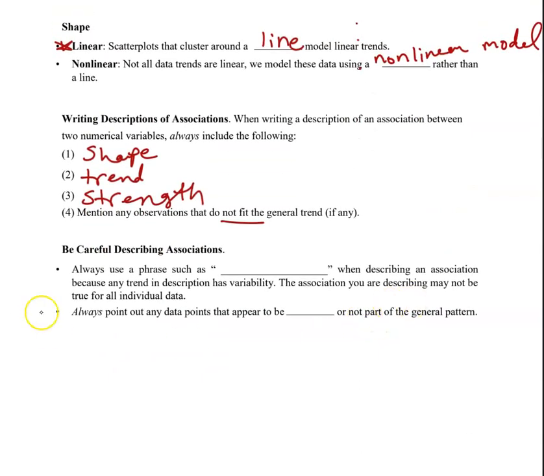Always use a phrase such as, I really like the phrase tends to, that tends to be the one I use the most. But you want to say a phrase like, on average, this is what's happening with the data. As the X variable increases, the Y variable appears to, or on average, or tends to increase as well, or decrease, or whatever. There's always exceptions, and not everything fits the data perfectly. So you want to be a little bit open-ended when you say these.